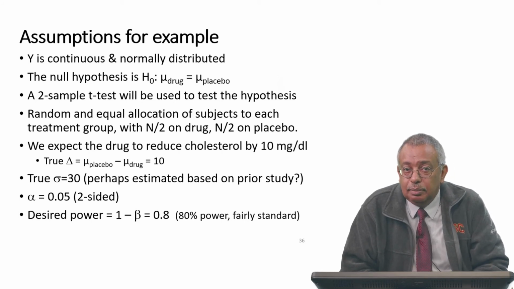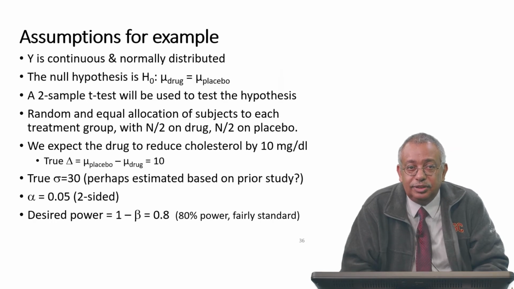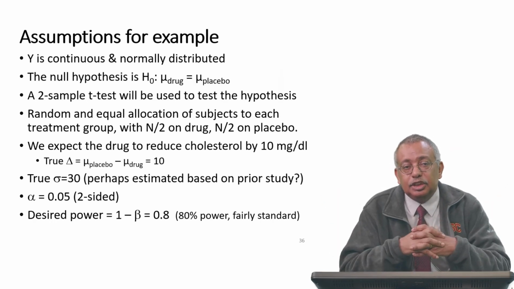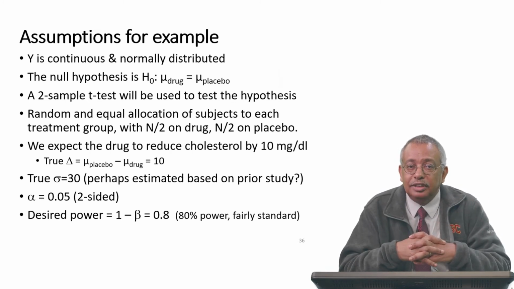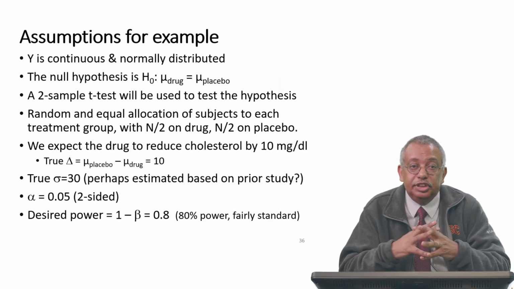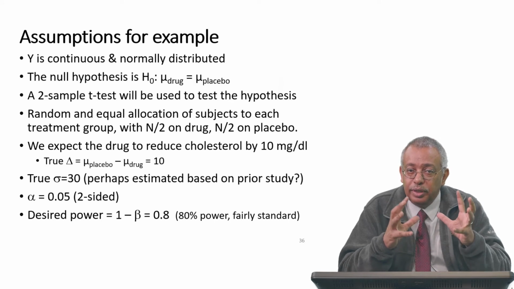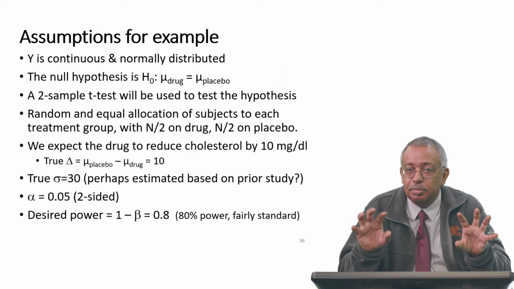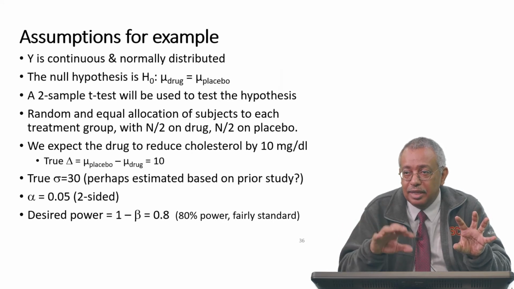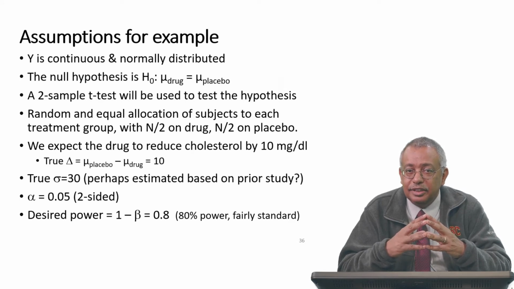So there are some assumptions that you have to make, as in anything that we do in statistics or biostatistics. Let's say, for instance, let's assume the outcome is continuous, and we most of the time assume that it's normally distributed, even though sometimes it could be skewed. Let's say the null hypothesis is that there is no difference between the mean outcome in the drug group and the placebo group. The placebo means simply something that looks like the drug, but it doesn't have the chemical components that makes it the drug under consideration.